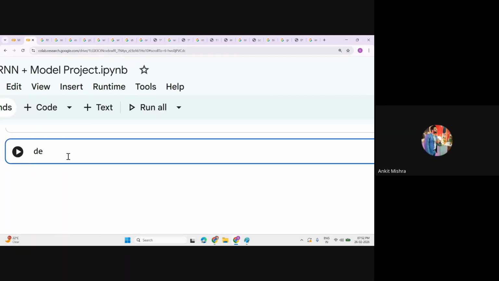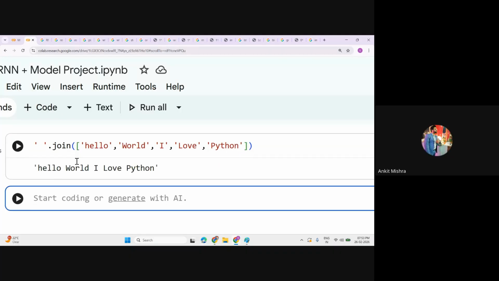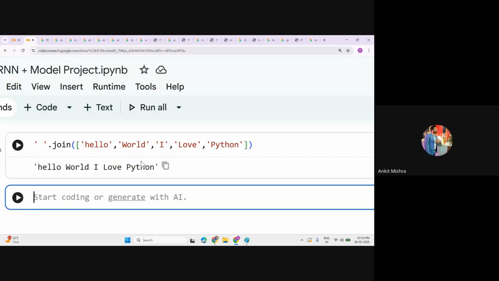Okay, so let's just call this decoded review. Decoded review is equal to, you will use this technique which is called the string join approach. You will use the join method, and let me just show this first, then you can understand. If I simply want to join my words, the first word is hello, second one is world, third one is I, fourth one is love, and fifth one is Python. So it will just join all my data, right? And the final will become hello world, I love Python.